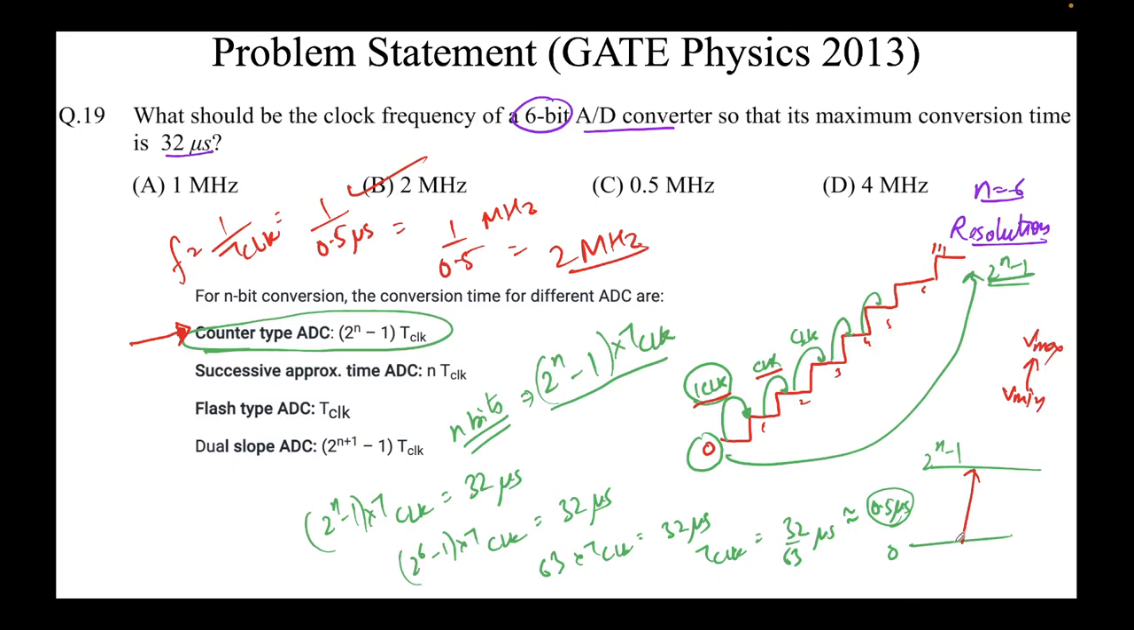This means you have to climb from 0 to 2 to the power n minus 1, which is 2 to the power n minus 1 steps, and each step takes one clock cycle. So the total time taken is 2 to the power n minus 1 times t clock, which has been given equal to 32 microseconds. We find the time period of the clock, approximately 0.5 microsecond, and the frequency is the time period inverted, which comes out to be 2 megahertz.